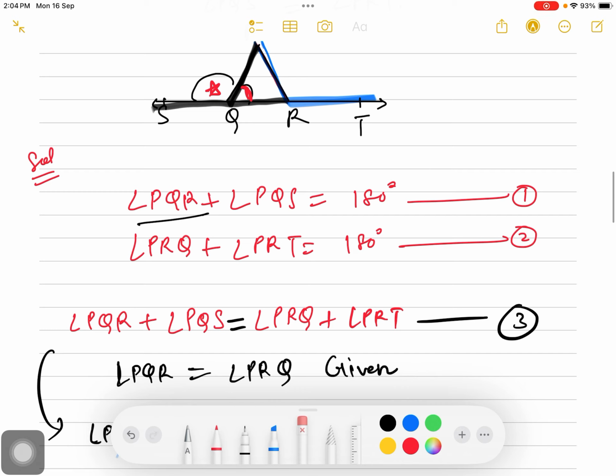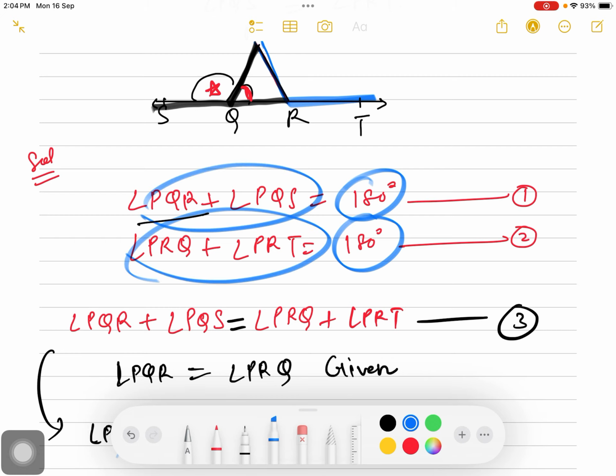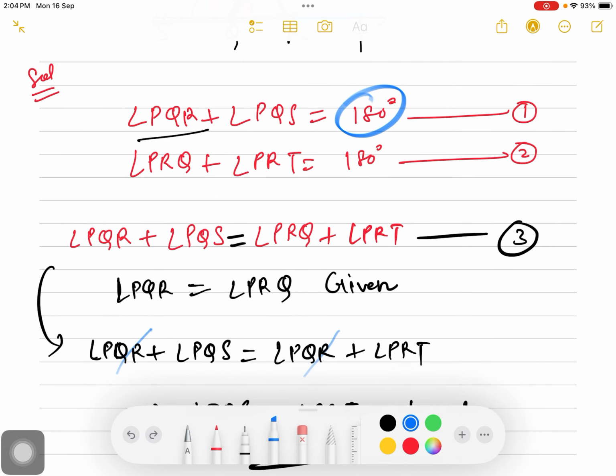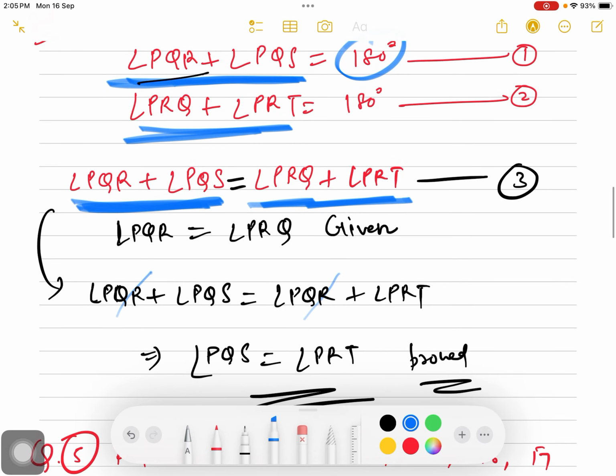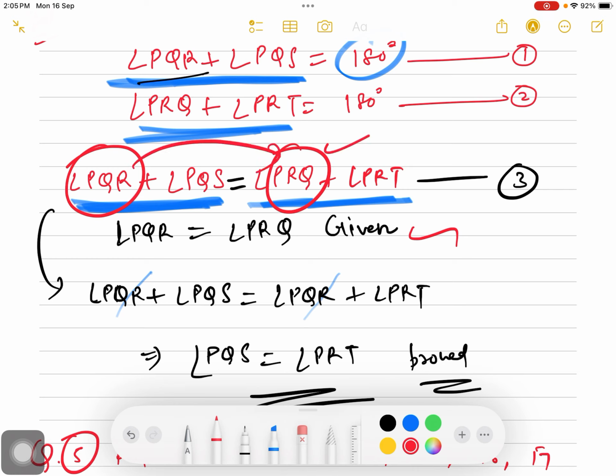Now if you see the two equations, here also 180, here also 180. The right sides of the two equations are equal, so if the RHS is equal, you can put the LHS equal to the LHS from both equations. The LHS of the first equation is PQR plus PQS, equals the LHS of the second, PRQ plus PRT. This will be our third equation. Now they have given that PQR and PRQ are equal. So I can substitute, instead of PRQ, I can write PQR only. I can substitute, right?